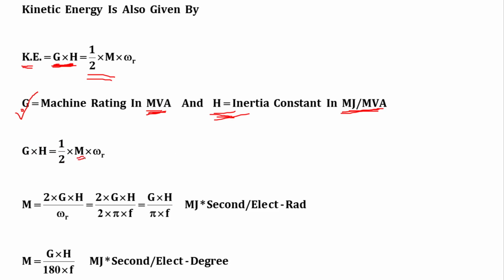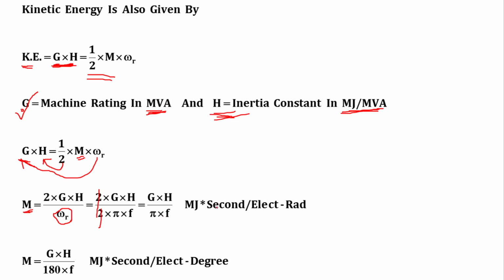So I can write M, the angular momentum, keeping M on the left hand side and the remaining terms on the right hand side. So 2 will be multiplied and omega r is divided. So M is equal to 2 into G into H divided by omega r. I can replace omega r by 2 pi f, so 2 and 2 will cancel out. So angular momentum is equal to G into H divided by pi into f.